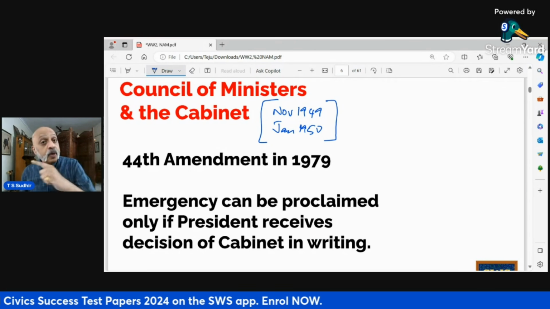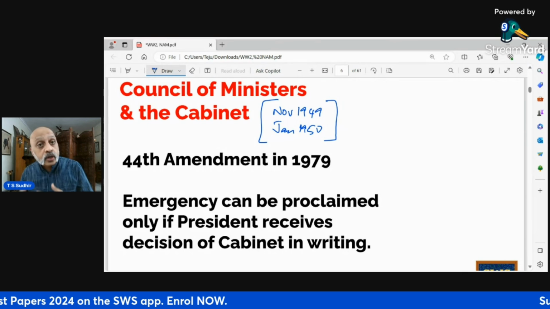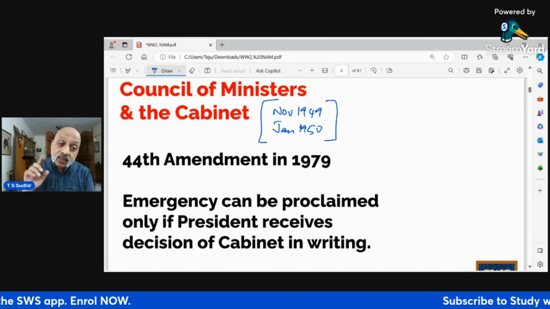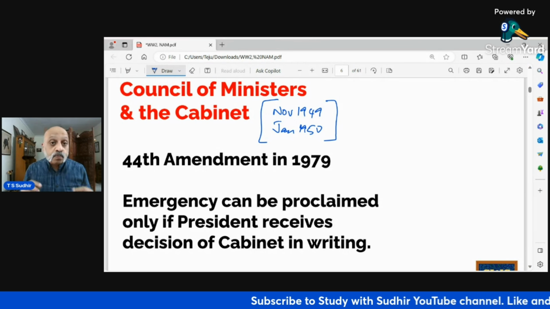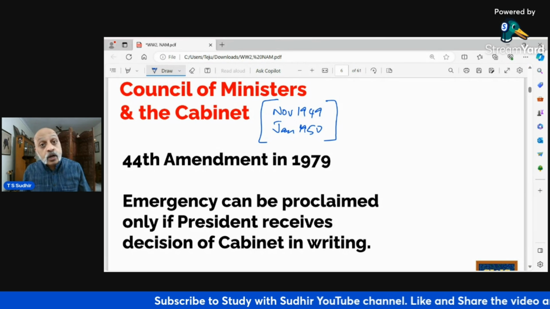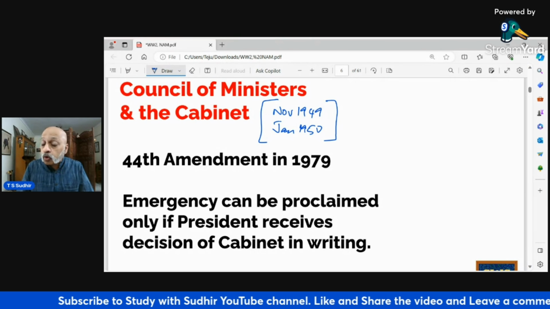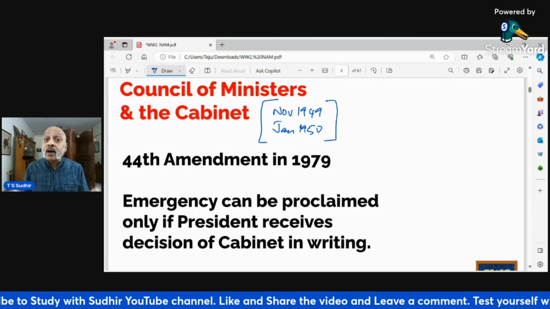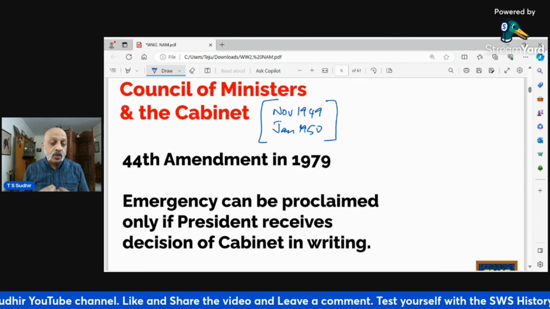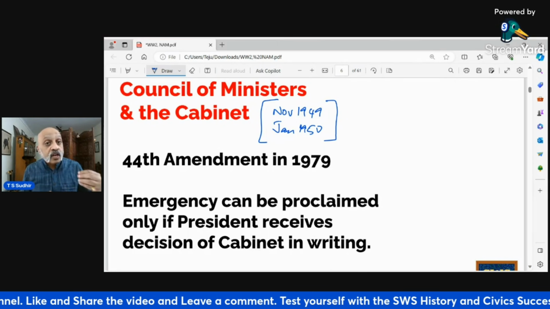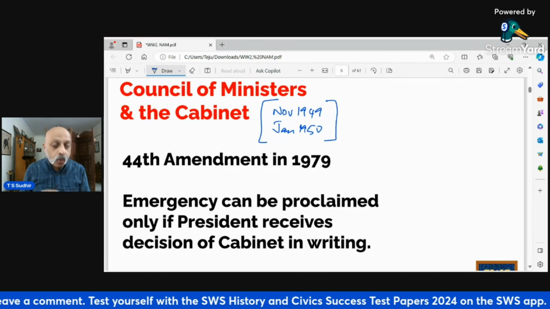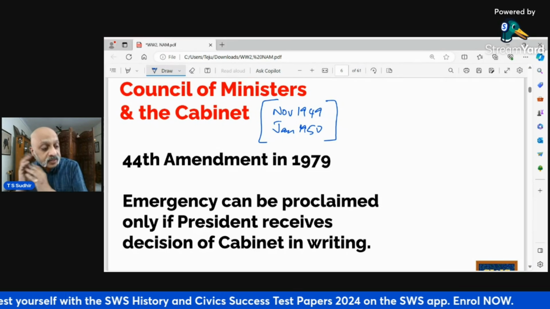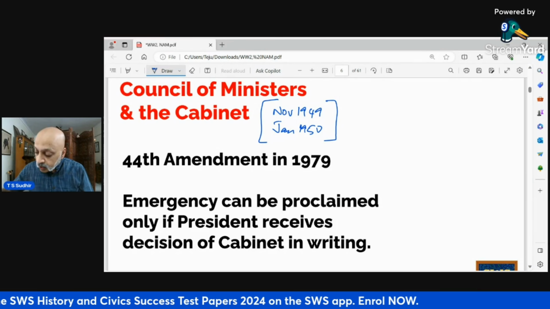Now, that particular constitution did not include the word cabinet. So in the year 1979, as per the 44th amendment to the Constitution of India, which is why the Constitution of India is considered to be a flexible constitution, the amendment was introduced in which the word cabinet was introduced for the first time. Why was it introduced? There is an interesting story behind this too.